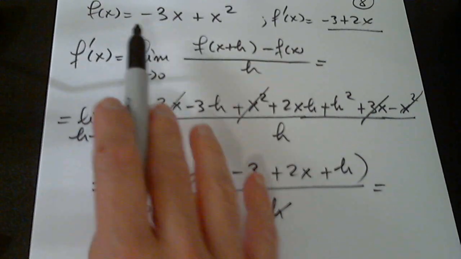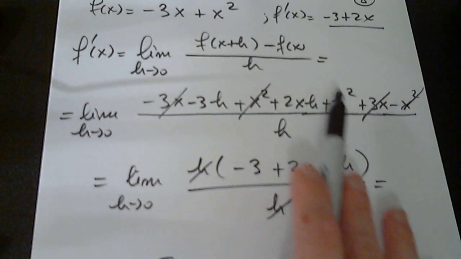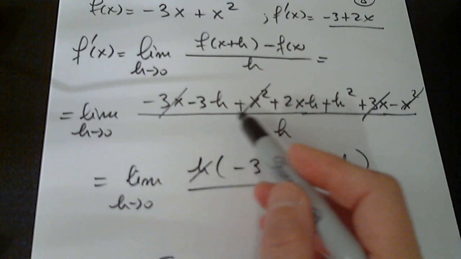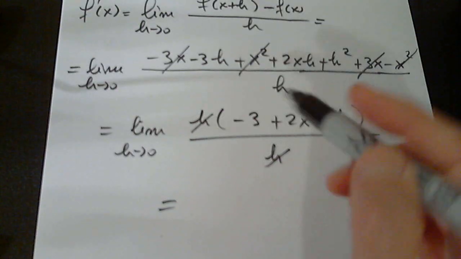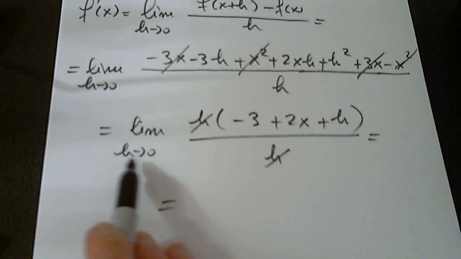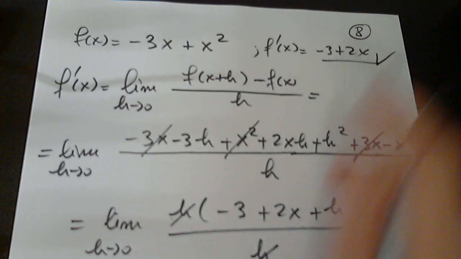Okay, so -3x minus 3h plus x squared plus 2xh plus h squared, and then plus 3x minus x squared. So these two go away, these two go away. Perfect. So -3, 2x plus h. This is gone. When h approaches 0, I get -3 plus 2x, exactly as I expected.